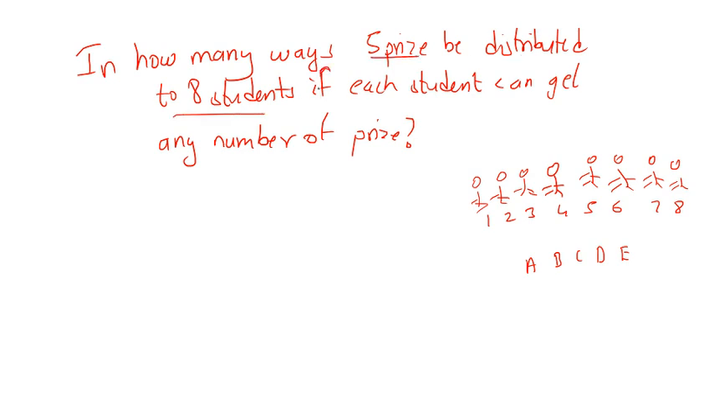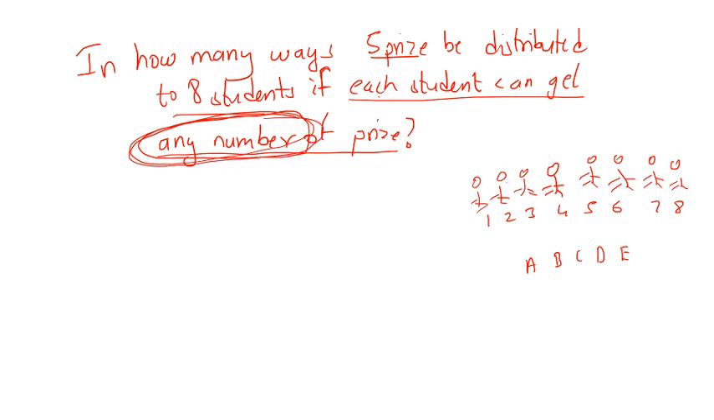But now the challenging thing is what? If you don't understand the next sentence, you cannot solve this question. For example, each student can get any number of prizes. Each and every student can get any number. This is a very, very important word here. Any number means what? The first candidate may get one prize, he may get two prizes, or he may get all the 5 prizes, or he may get no prize. Understood? Any number of prizes.